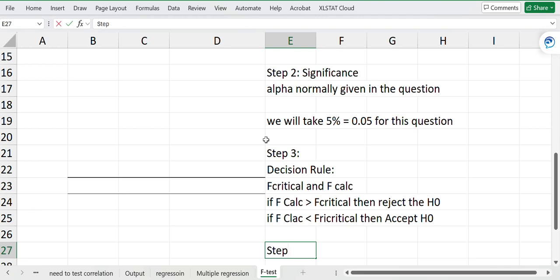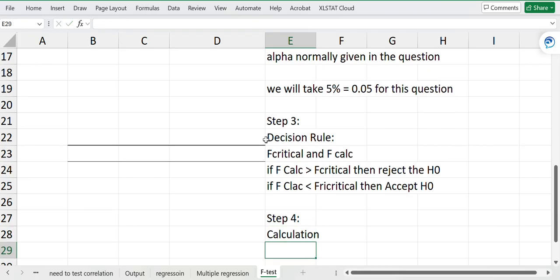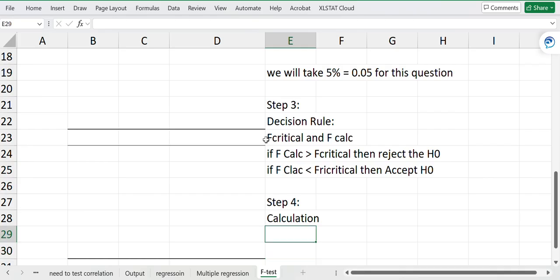Now we go to step 4. Step 4 is calculation. What calculations do we need to do? We need to calculate the F calculated, right? So F calculated is equal to bigger variance divided by smaller variance. So I have to get the variance now. Variance of what? Variance of the data that is given. So we will use equal to VAR.S to calculate variance.